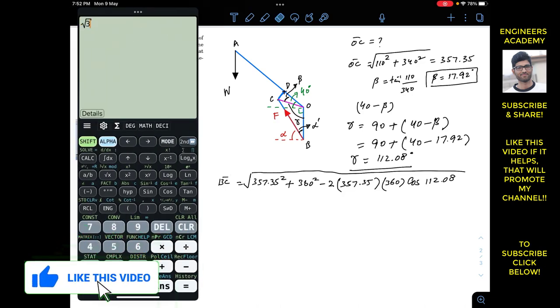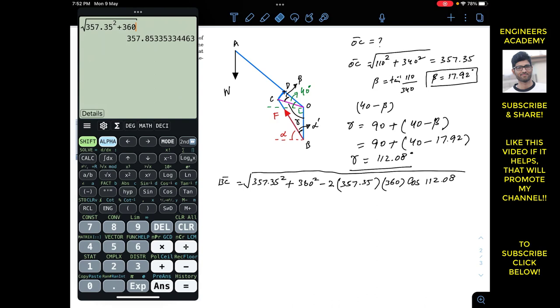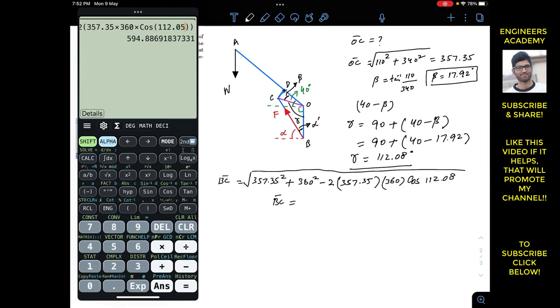So this is the square root of 357.35 square plus 360 square minus 2 into 357.35 multiplied by 360 multiplied by cos of 112.08. So this gives us BC length equal to 594.888. Let's say this is 594.887 if we round it up to three decimal figures. And this will be in meters. So now we know BC.